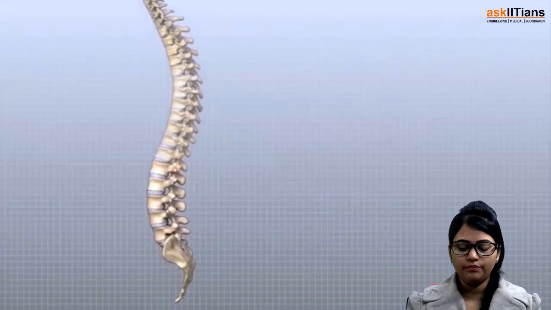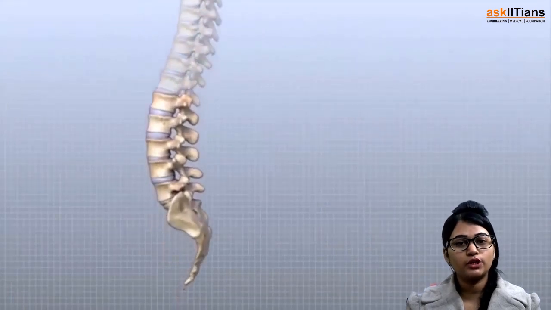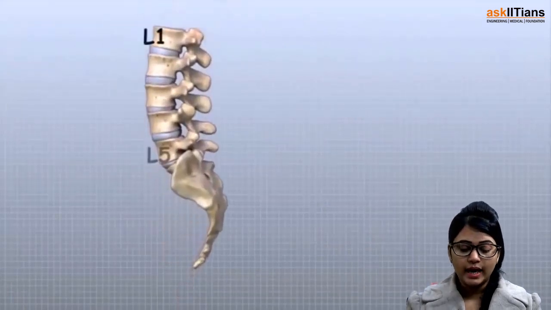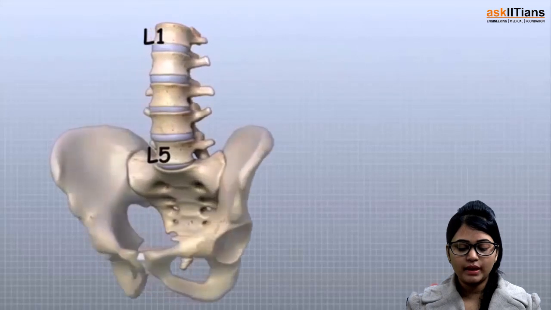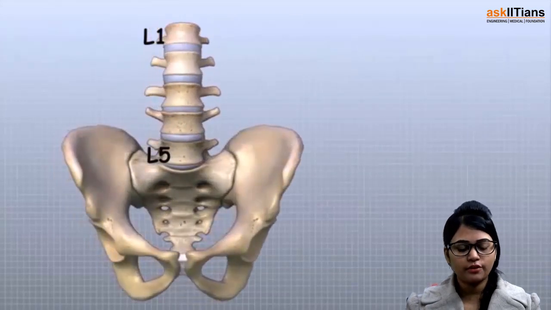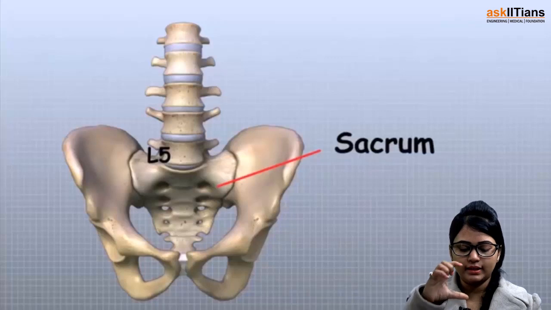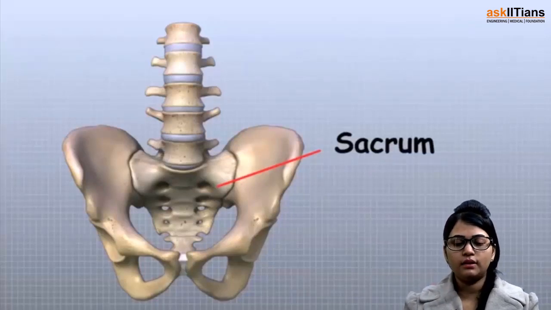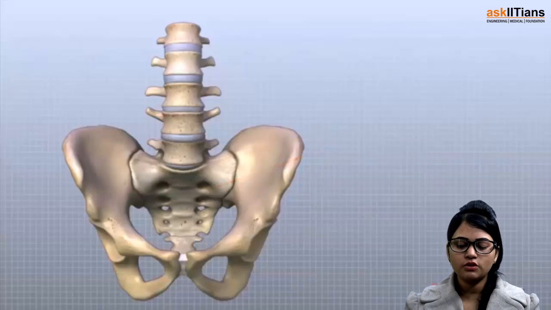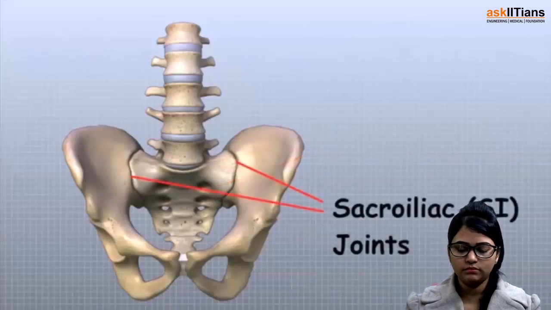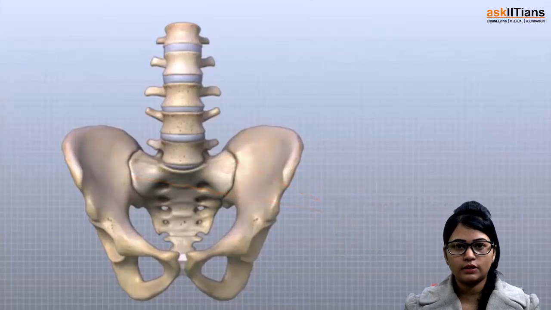Lumbar spine is made up of the lower 5 vertebrae, often referred to as L1 to L5. The lowest vertebra of the lumbar spine, L5, connects to the top of the sacrum, a triangular bone at the base of the spine that fits with the 2 pelvic bones. You can see there is a joint on each side of the sacrum that connects the sacrum to the pelvis, known as the sacroiliac joint.